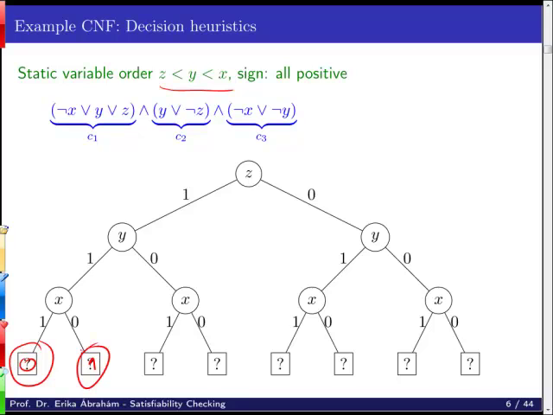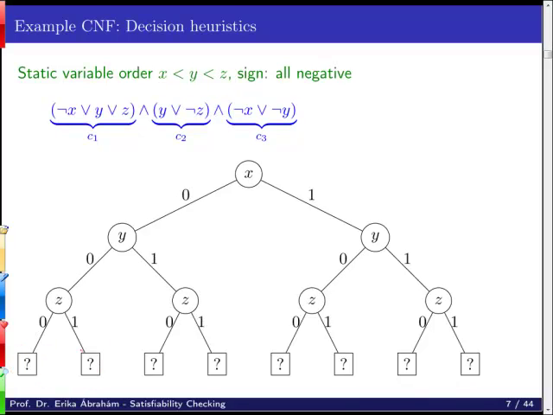Let us try one more. Now the difference is I have x first, but I take the negative values first. That means now I have 0 on the left, always. So what is the first one?